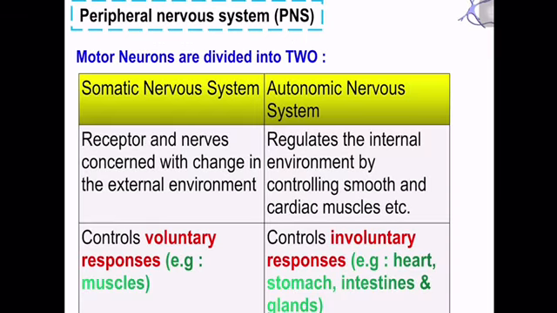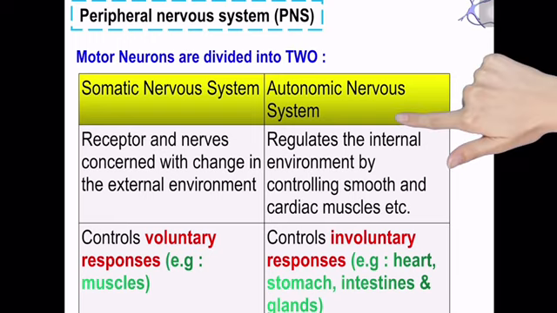As we know, motor neurons can be divided into two. There are somatic and autonomic nervous systems. Somatic nervous system consists of receptors and nerves that are concerned or related with the changes in the external environment. For example, in controlling the voluntary responses of skeletal muscle.